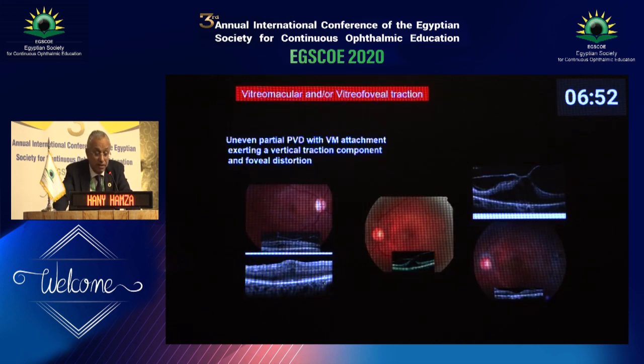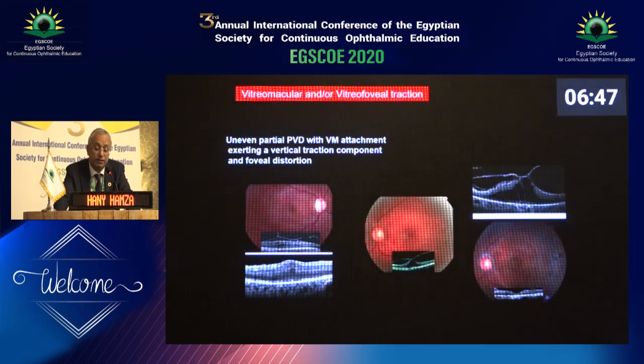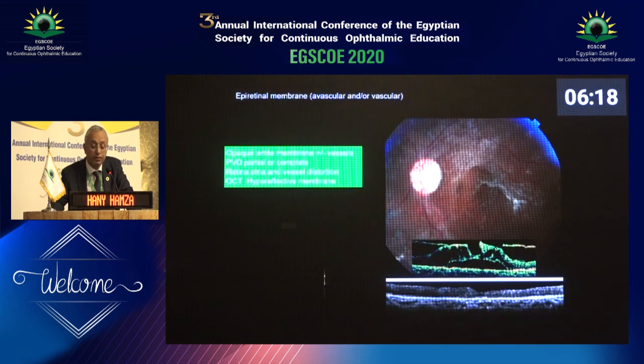The second subcategory in the tractional component is patients with vitreomacular or vitreofoveal traction. In these cases, we have an uneven partial posterior vitreous detachment with vitreomacular attachment exerting a vertical traction component, as we can see in the OCT on the upper right side. This causes foveal distortion and retinal elevation. Again, this is one of the very clear indications for vitrectomy in diabetic macular edema, and we will discuss later the factors for improvement, whether these patients will improve or not.